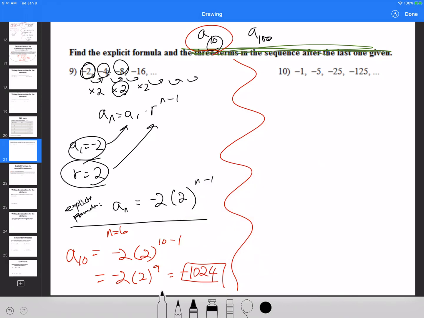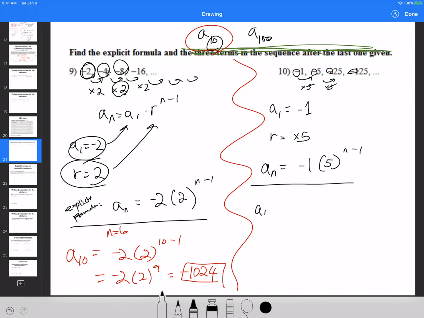Okay, so first of all, we have to identify two things. Number one, a sub 1. Number two, common ratio. A sub 1 is negative 1. Common ratio is times positive 5, because the negative sign stays consistent. So that means you're only multiplying by positive numbers each time. So my explicit formula would be negative 1 times 5 to the n minus 1.